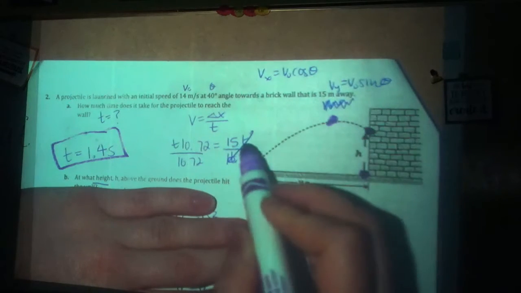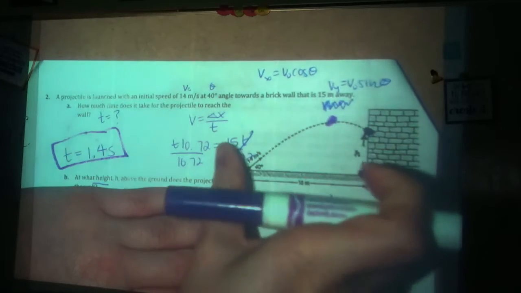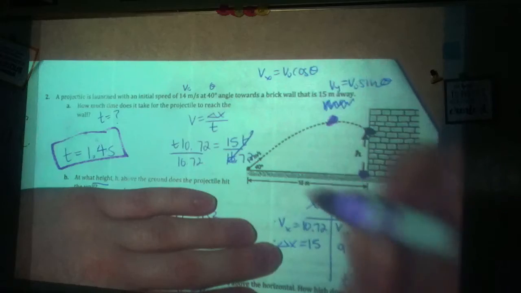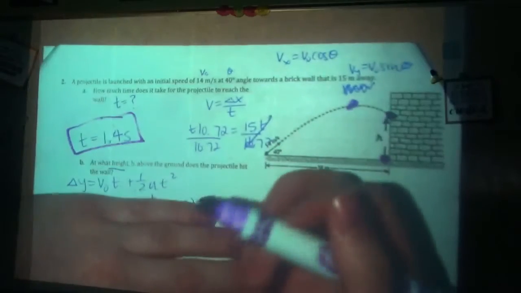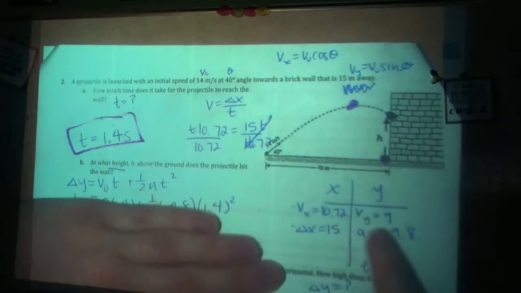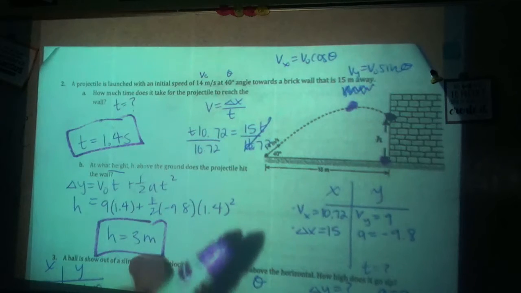So I have to use this time that we just calculated because that is the time until we hit the wall. So I can use the delta y equals v naught t plus 1/2 a t squared because I still know my initial velocity in my y direction. I now know my time and I know acceleration, so that will give me a height of 3 meters.